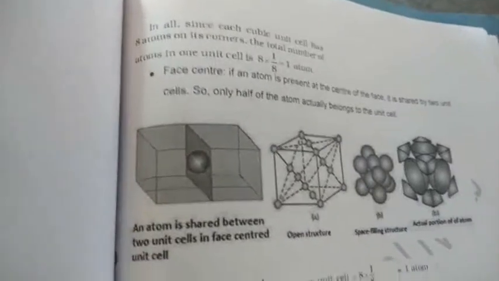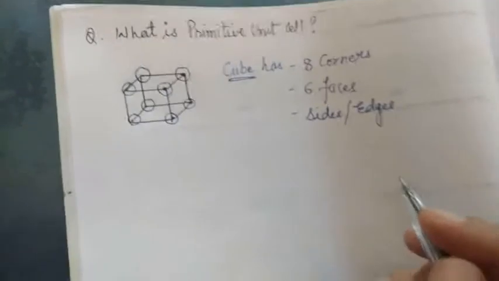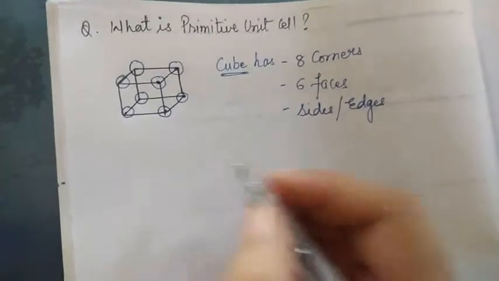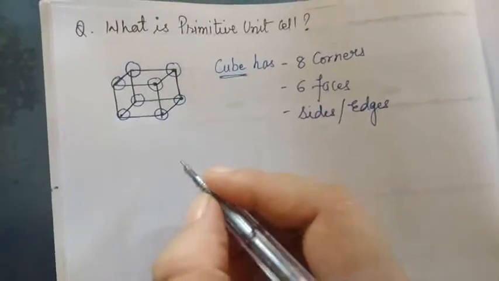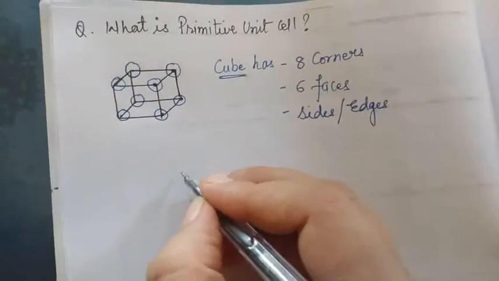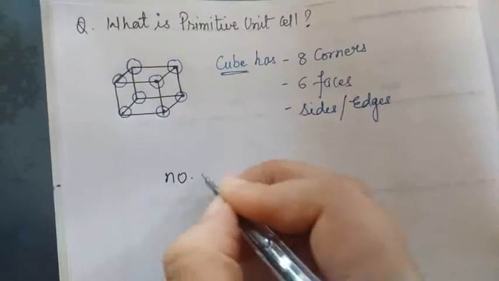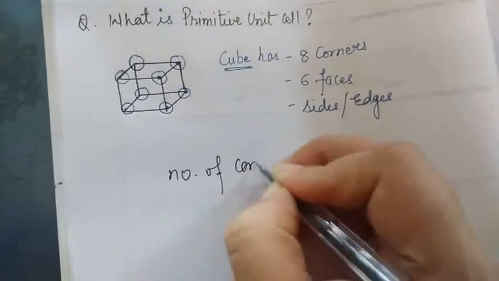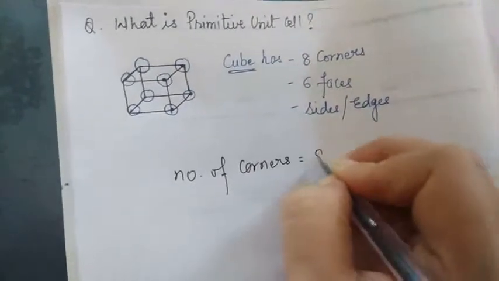So if we calculate the number of atoms, how will it be calculated? Let me show you how to do it in a very easy way. This was a primitive unit cell. So very firstly, we will calculate the number of atoms in the primitive unit cell. So we know that a primitive unit cell has number of corners equal to 8.